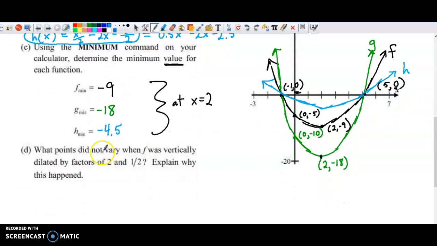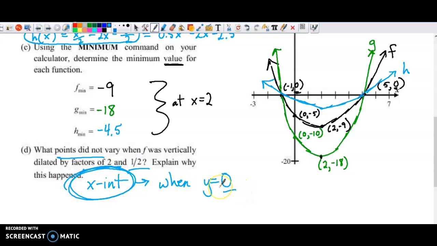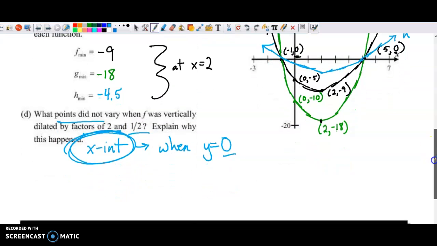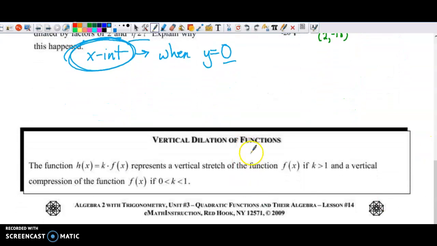So what points did not vary? The points that did not vary were the x-intercepts. And it's because it's when y equals 0. And whether you multiply by 2 or multiply by 1/2 or divide by 2, doubling 0 is going to still be 0. So the x-intercepts will always stay the same whether you multiply or divide. And then here's kind of a quick summary of what we have.